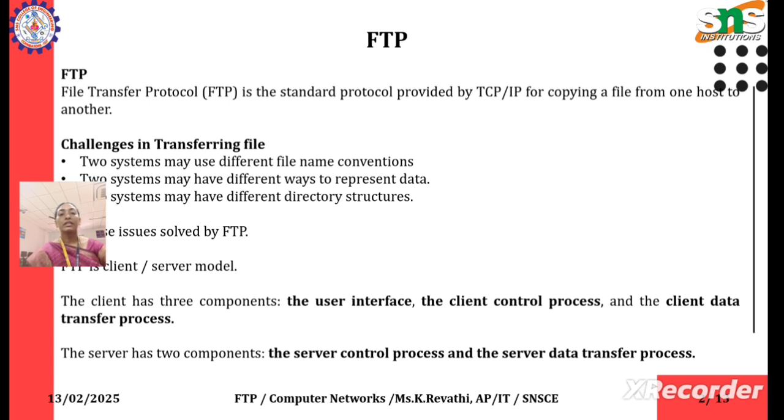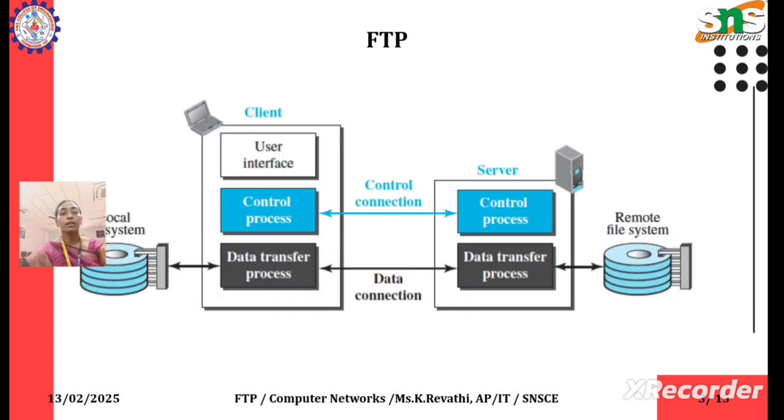The client has three components: the user interface, the client control process, and the client data transfer process. The server has two components: the server control process and the server data transfer process. This diagram will describe the FTP architecture. On the client side, we will have three components, that means user interface, control process, and data transfer process.